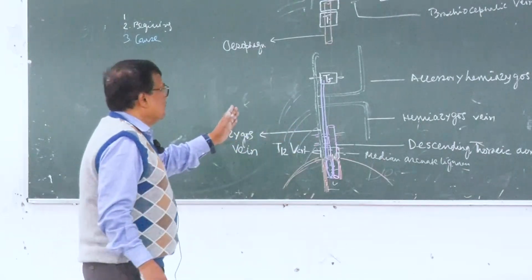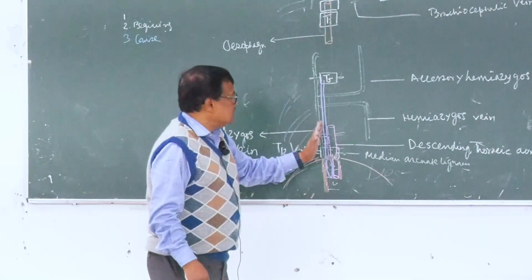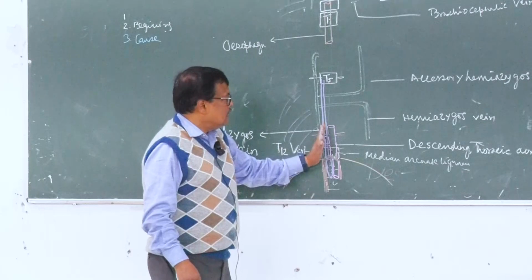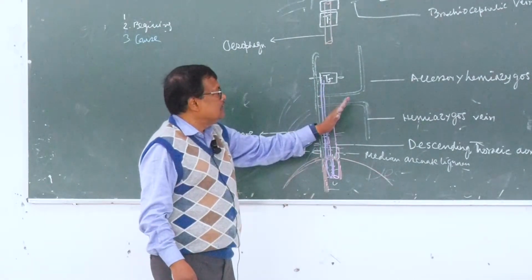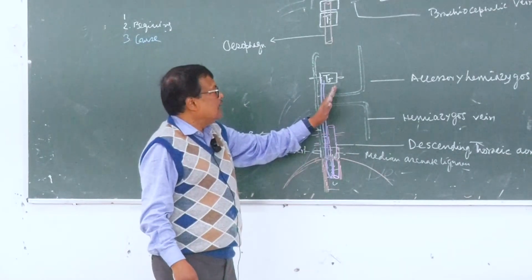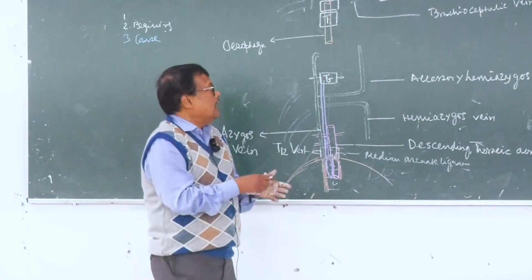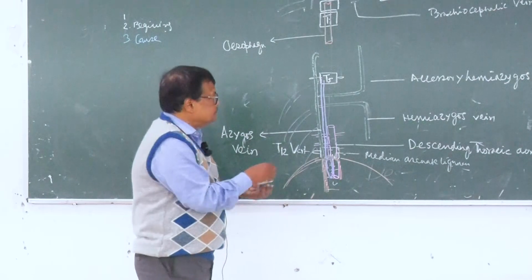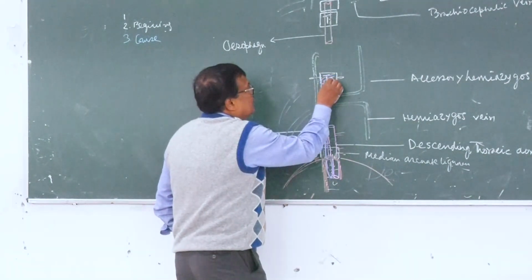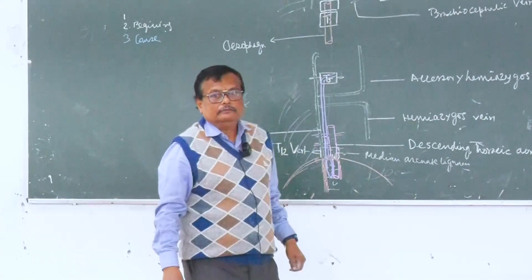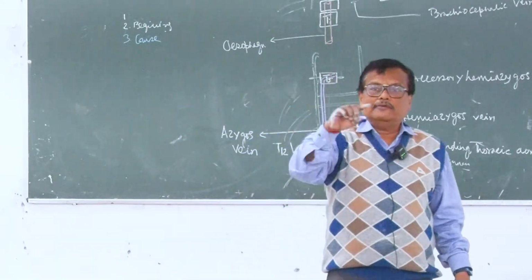I am explaining the relation: the thoracic duct passes in front of the right sided posterior intercostal arteries, also in front of the connection of the hemiazygous and accessory hemiazygous vein, and at the level of T5 it crosses to the left side. It crosses to the left side.